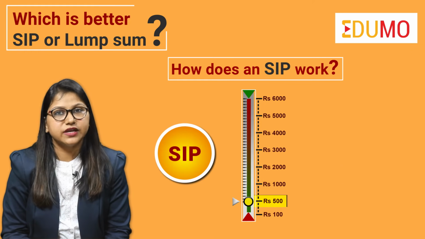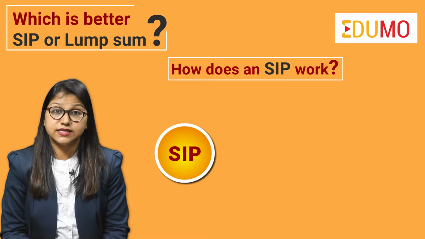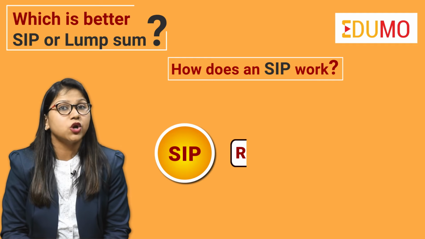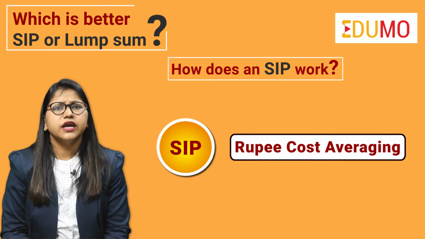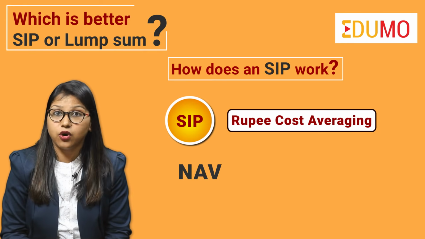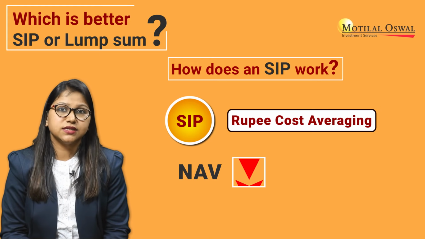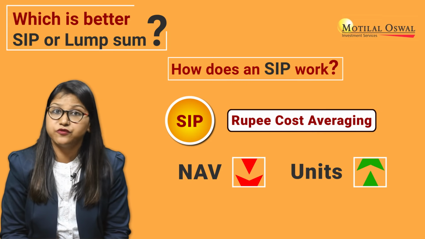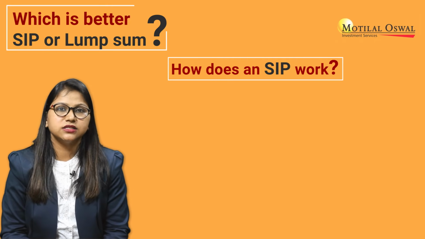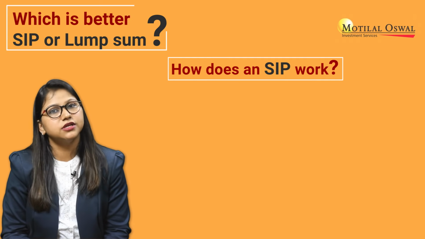Apart from the minimal investment, another benefit of SIP is the benefit of Rupee Cost Averaging. If the net asset value or the NAV falls, we will be able to purchase a higher number of units than before. Let us understand this with the help of a very simple example.